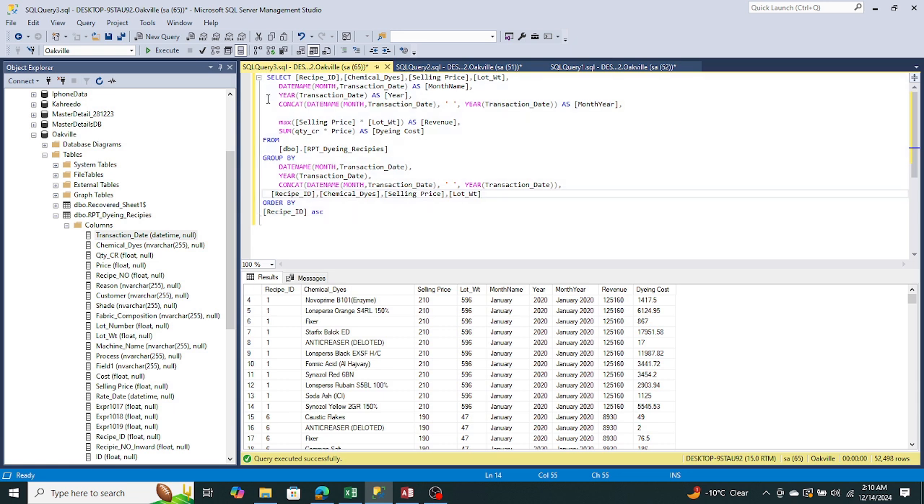This is the first query we will see, what we're trying to do. Select recipe ID, chemical dyes, selling price, lot weight, and then we have the date and year, and then date and year together. Here I'm using the max selling price because the selling price is constant. For one order, the selling price is the same and the lot weight is the same. And then we have a summary of quantity credit into price of the chemicals, which gives the cost.